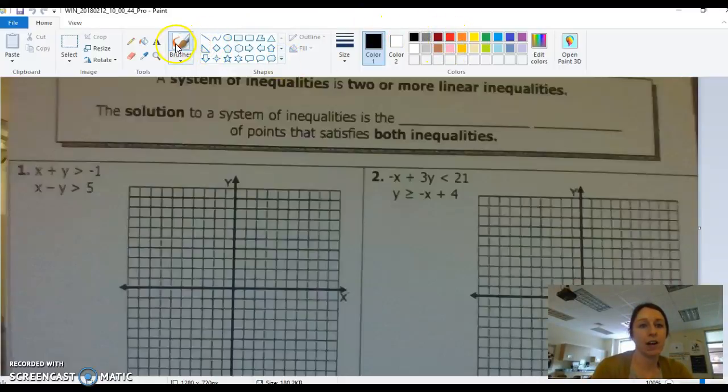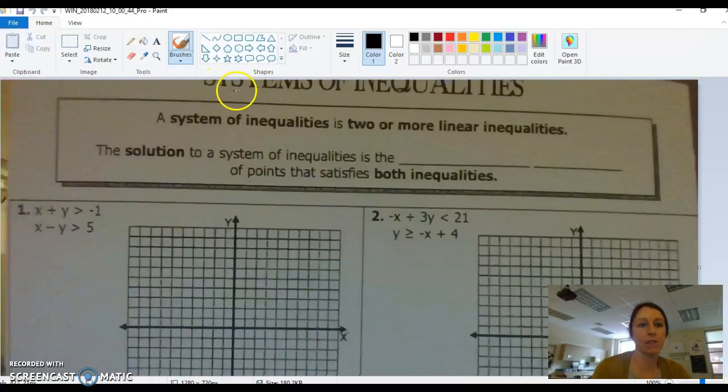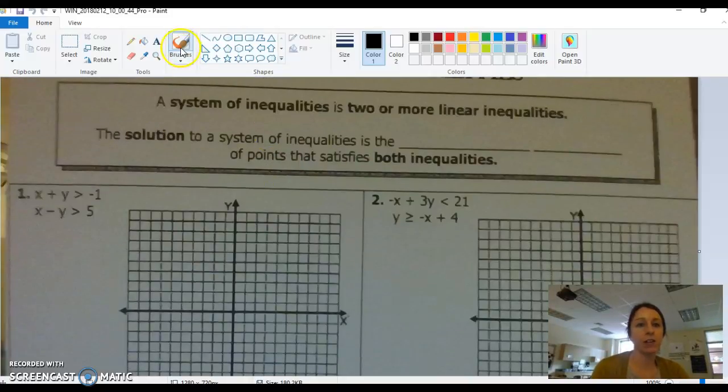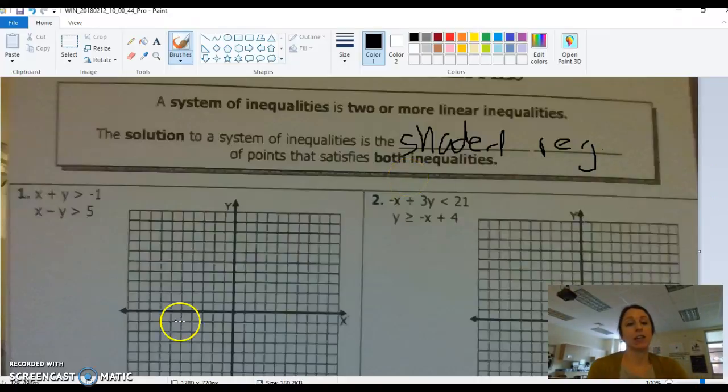And so we are going to learn today about systems of inequalities. Oh, mine's cut off. Systems of inequalities. And so the solution to systems of inequalities is the shaded region or shaded area of points that satisfy both inequalities. So what happens, shaded region makes more sense. Region. All right, I'm not going to write it all. Shaded region.